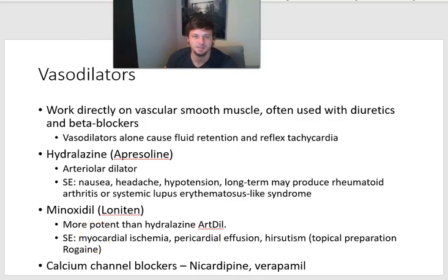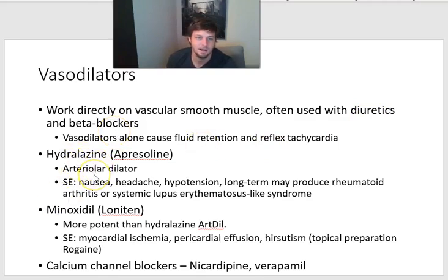All right, vasodilators work directly on the blood vessels, causing dilation, right? Here you also get triple therapy when you're working with your vasodilators, because they're often used with diuretics and beta blockers. And so you have 3 levels of trying to decrease your blood pressure. If you just use vasodilators alone, you're going to cause fluid retention, so you're going to start getting edema. That's why you need the diuretics. You also will get reflex tachycardia, which is why you need the beta blockers.